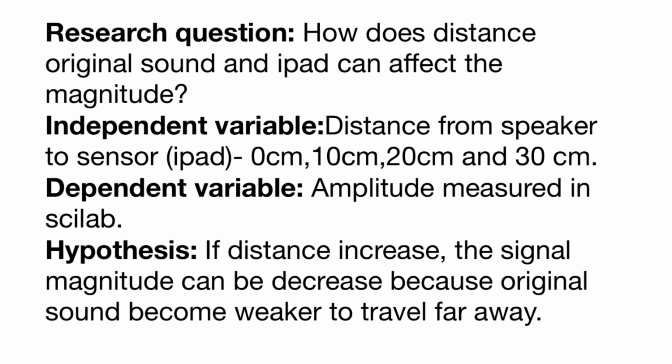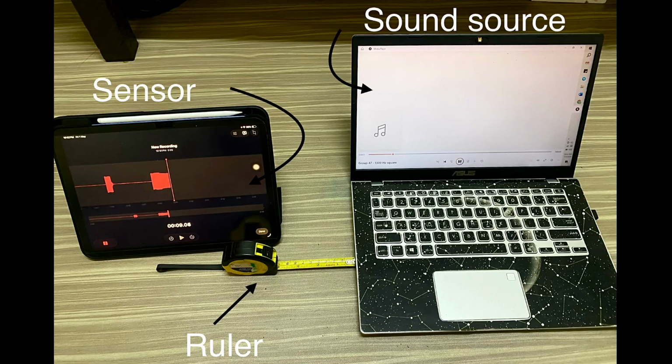My hypothesis for this experiment is, if the distance increases, then the signal magnitude will decrease, because the sound gets spread out and travels far away through the air. This is the equipment that I'm using for my experiment lab 2. I have a ruler, my iPad as the sensor, and for the sound source I'm using my laptop.